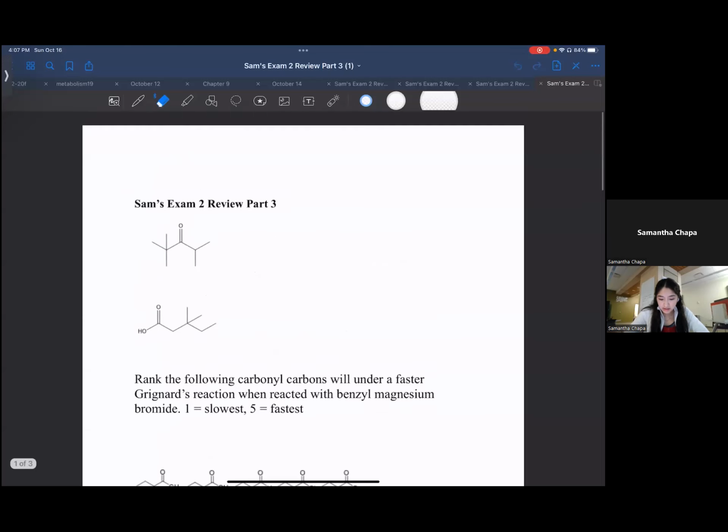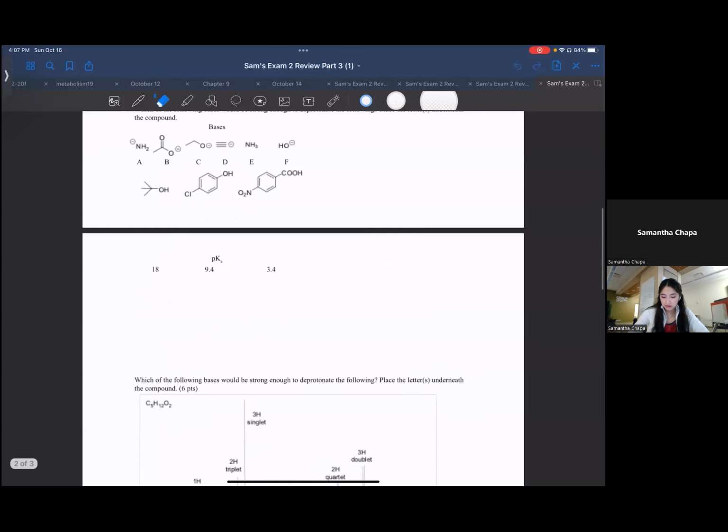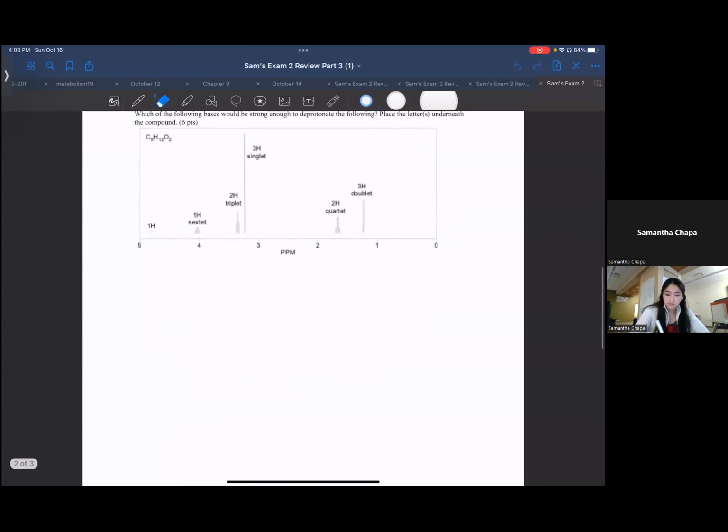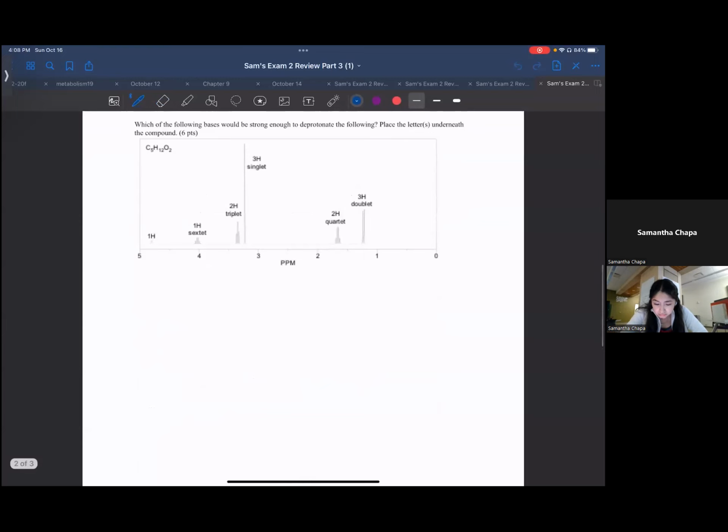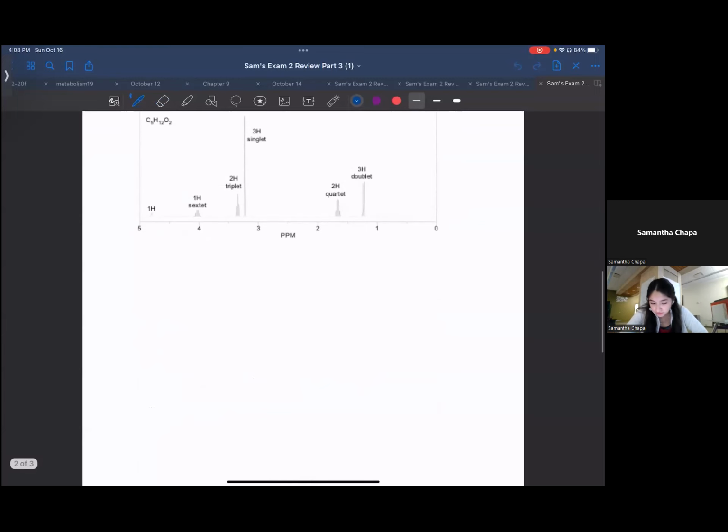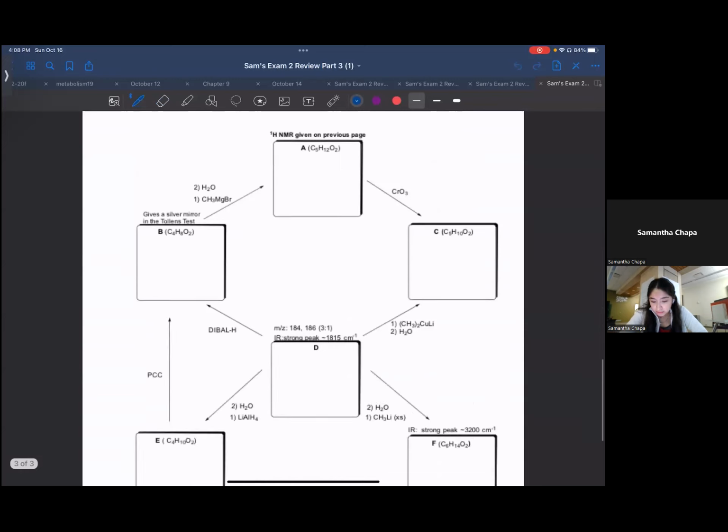Okay, so this is part 3 of exam 2 review. I think I'm going to start you off with the NMR. Let's do that first. So then, which is the following? Oh, it's the wrong question.